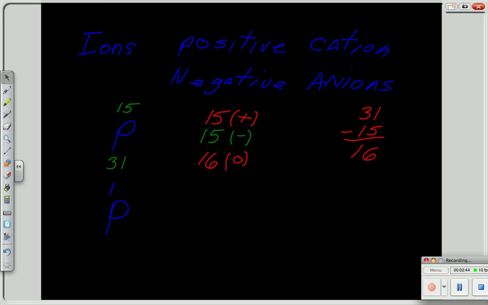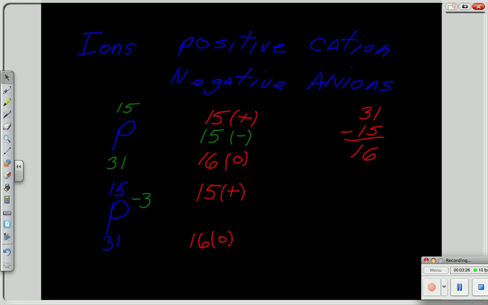Phosphorus 15, 31, okay, but this time I have a negative 3. What that means is, still, this phosphorus has 15 protons, because protons are what make an element that particular element, and 15 protons means that it's phosphorus. So nothing changes. It's still phosphorus. Same symbol, same protons. The neutrons turn out to be the same as well, because I haven't done anything to that.